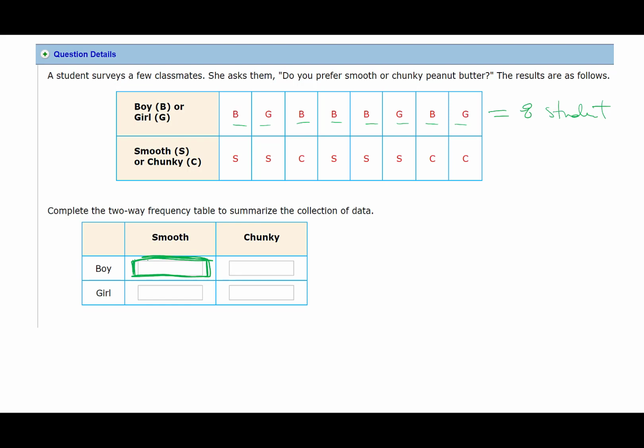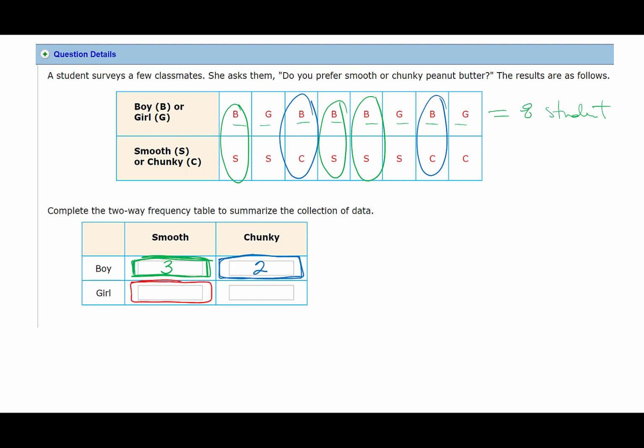The word boy and the word smooth intersect. So we have boy smooth, boy smooth, boy smooth, and that is it. That's 3 boys who prefer smooth peanut butter. This cell that I'm outlining in blue represents a boy that likes chunky peanut butter. And right here is a boy, chunky. And right here is a boy who prefers chunky. And that is all. So 2 boys prefer chunky peanut butter.